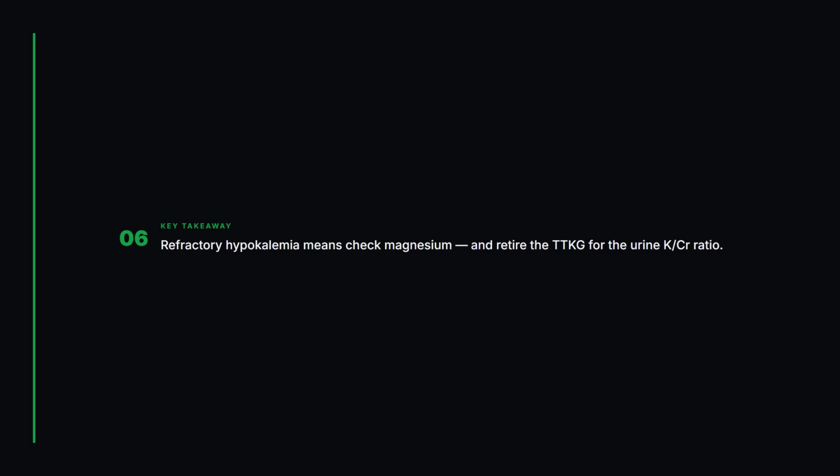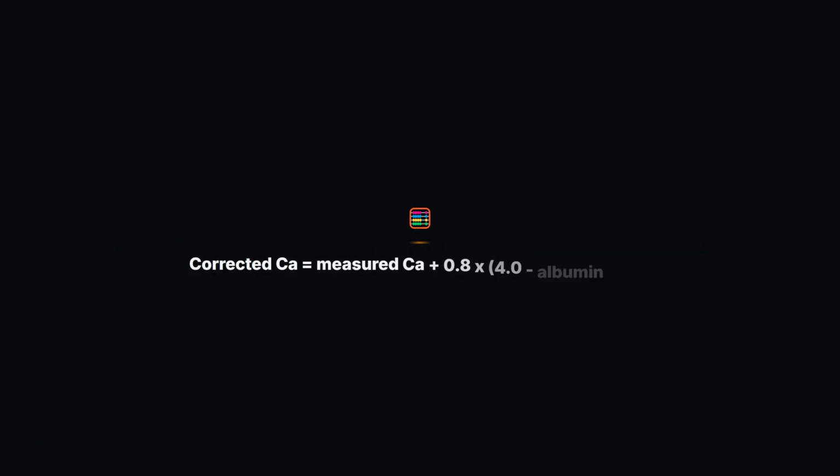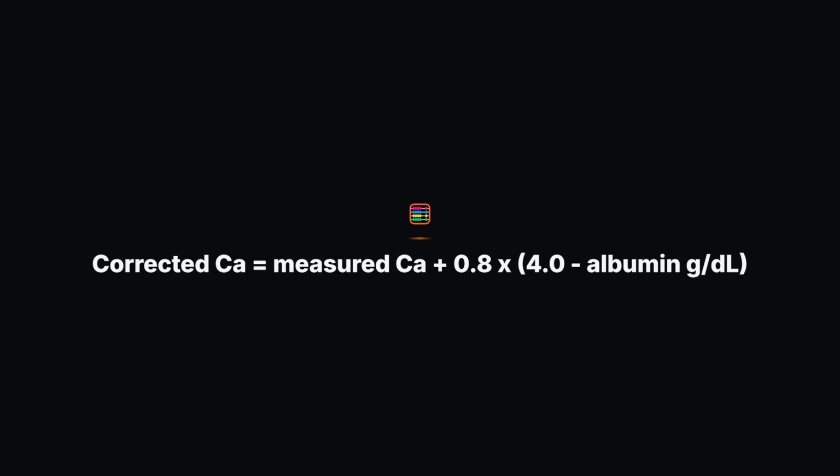Every trainee learns the albumin correction formula. Corrected calcium equals measured calcium plus 0.8 times the difference between 4.0 and the patient's albumin. Fewer learn that recent large cohort data call its accuracy into question.